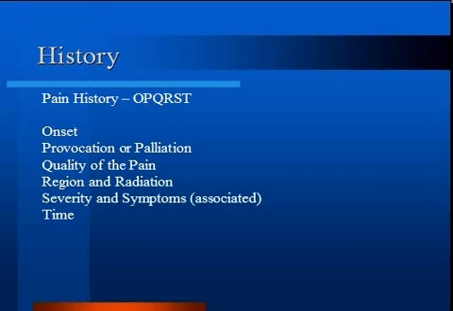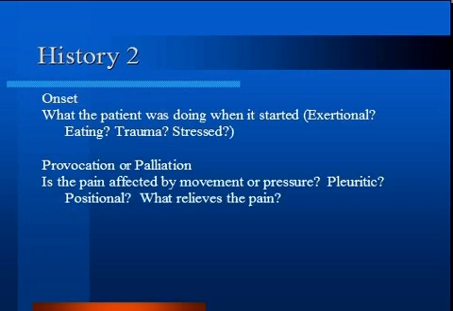Any history on pain should be done using the OPQRST method. We will discuss each of these components in detail in the following slides. Onset. What was the patient doing when it started? Exertional pain is worrisome for coronary artery disease.